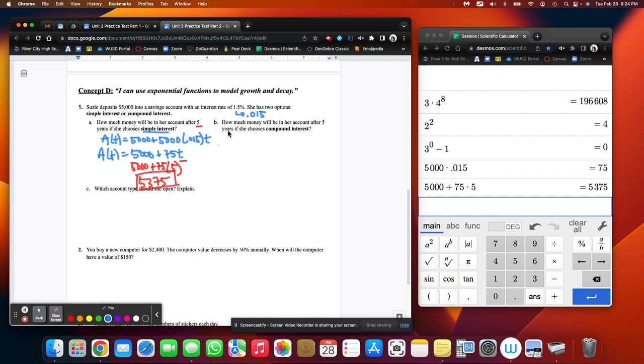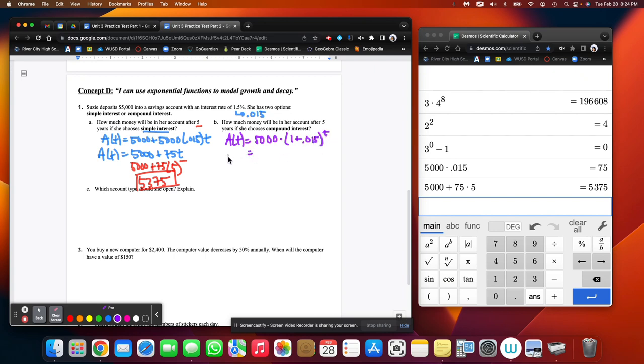Okay. The next one is now we're doing compound interest. So for compound interest, the formula is a little different. A of T is the initial amount, which is 5,000, times 1 plus the interest rate, 0.015, to the t power.